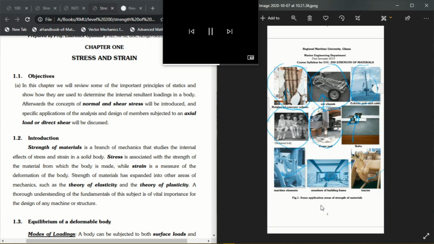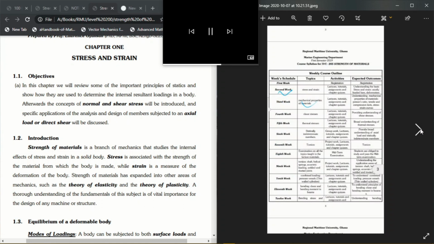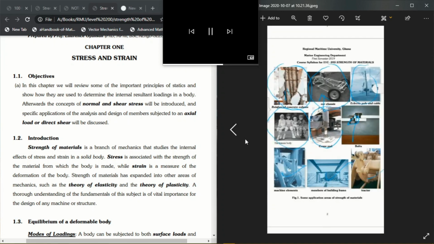Now, I have recommended some books on page three of our course syllabus. And you can see clearly that I have five different kinds of books. The first one is Statics and Mechanics of Materials, fifth edition. That's very good. We have Hibbeler, Mechanics of Materials, 10th edition, very powerful. We have Beer and Ferdinand P. Johnston. That's another strength of materials book. And so on page three, you can see the reference books are also there.